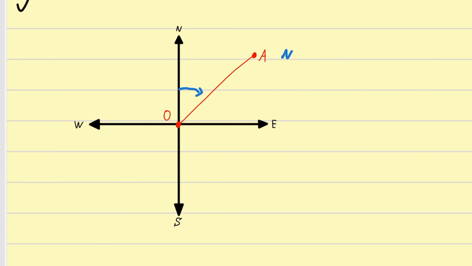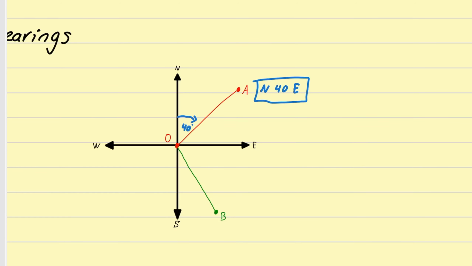So I'm just going to call, let's say, for example, this was 40 degrees. So now, remember, I'm on the north side. I'm going 40 degrees away. And now I can only go either east or west. And clearly we can see that we're going towards the east. So now the compass bearing becomes north 40 degrees to the east. Okay, let's have a look at the next one.